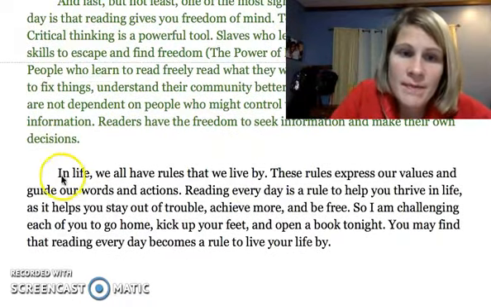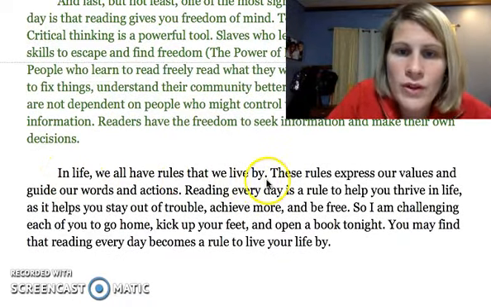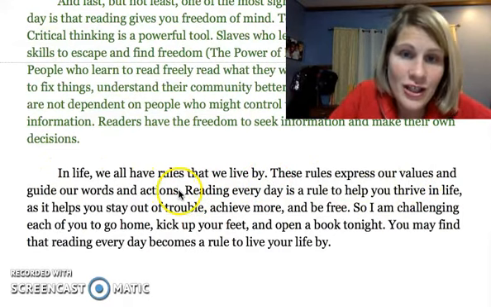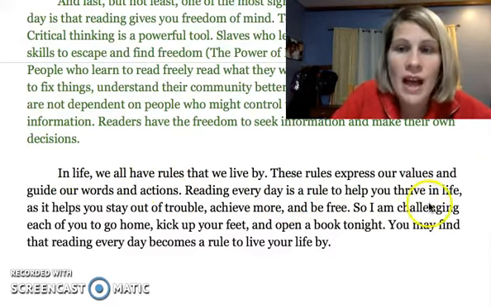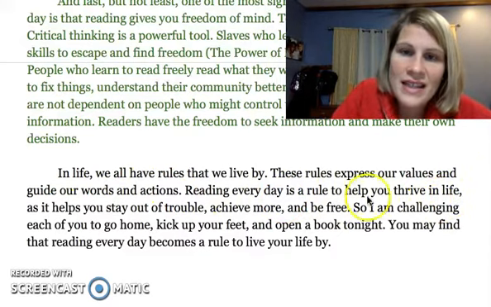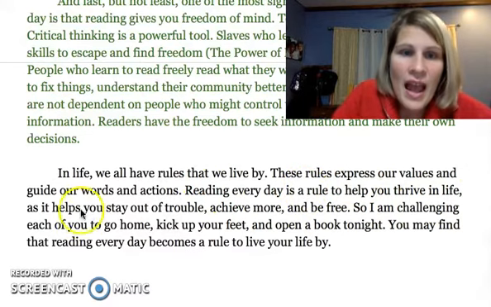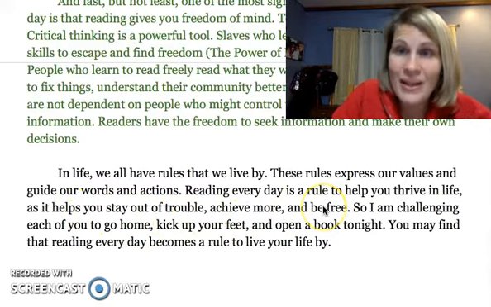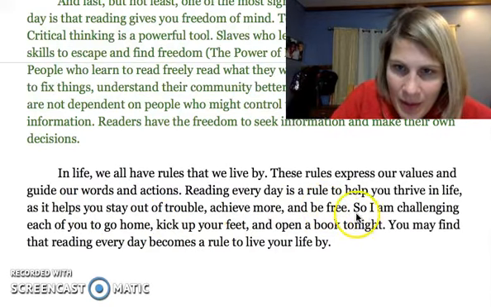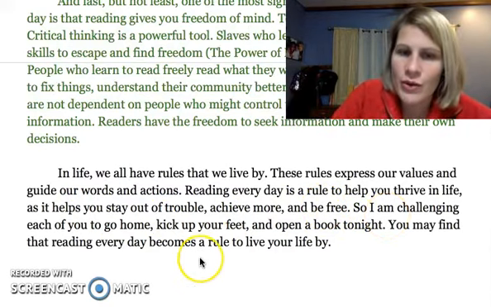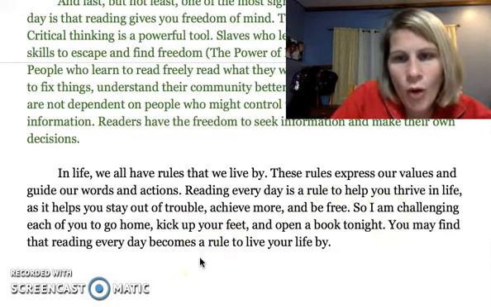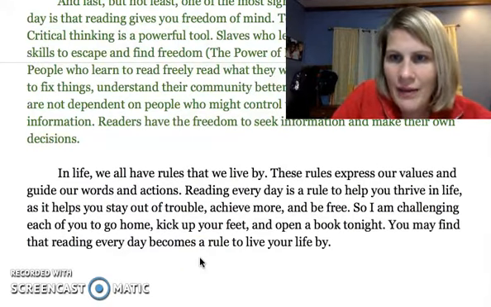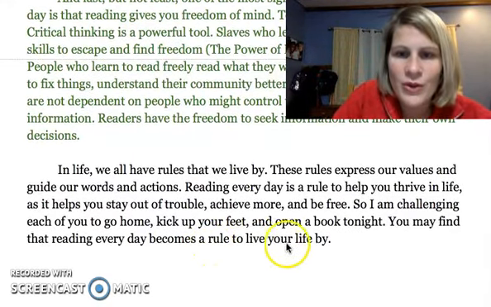The conclusion says, in life, we all have rules that we live by. These rules express our values and guide our words and actions. Reading every day is a rule to help you thrive in life. It restates what their rule is, and it helps you stay out of trouble, achieve more, and be free. It restates all three of the subtopics. So I am challenging each of you to go home, kick up your feet, and open a book tonight. You may find that reading every day becomes a rule to live your life by.